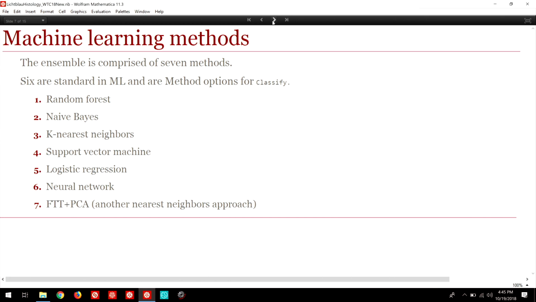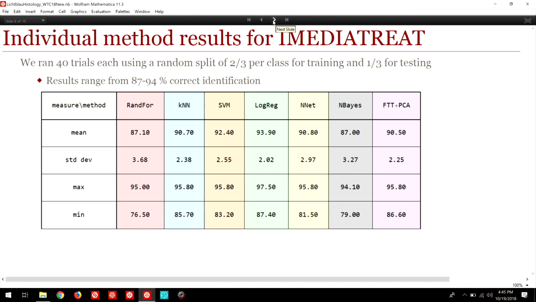This Fourier trigonometrical transform plus principal component analysis. As Daniel will present next in the second part of this presentation, although this FTT plus PCA did not lead to the best results overall, it had a very important role in leading to better results than what we previously obtained.